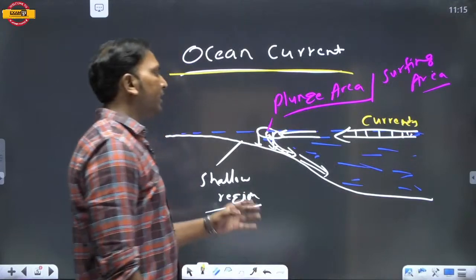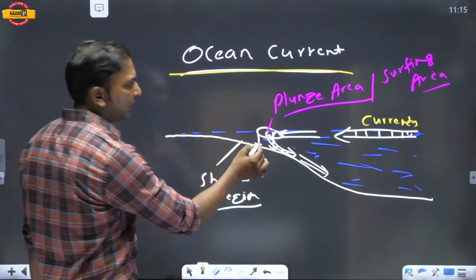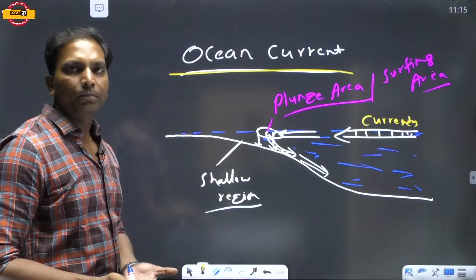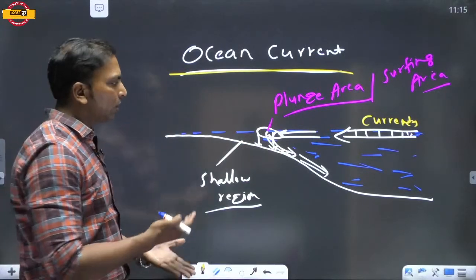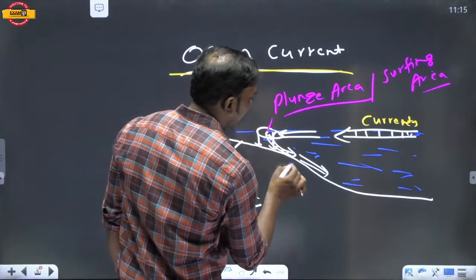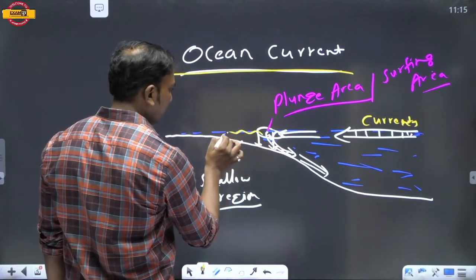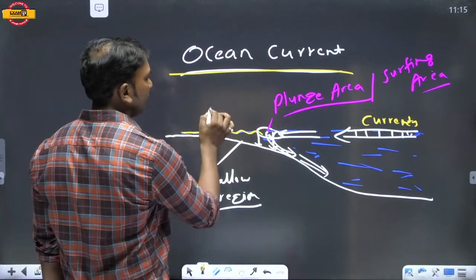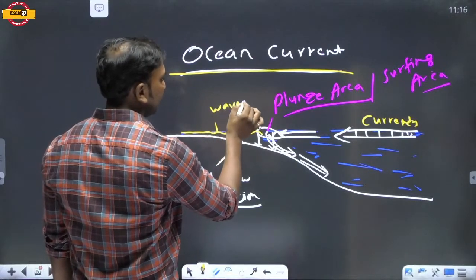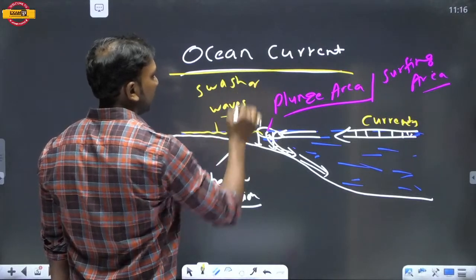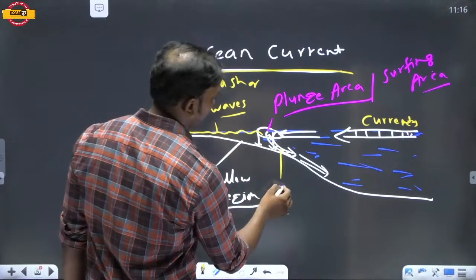Okay, currents has broken in this region, and the one part is moving just above the oceanic region or ocean plains, and the another part is from this way. You can see the waves. This is called the waves. Here it is the waves, or it is the swash. So these are the swash, and here it is the backwash.